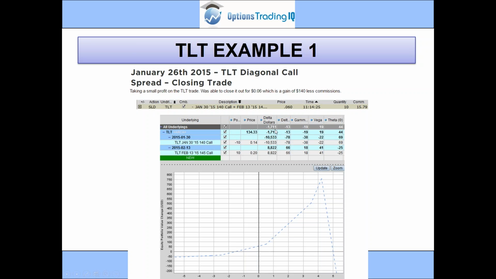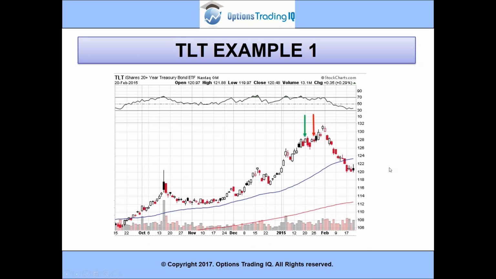So again, looking at expiry there, delta dollars has come right down. All of our Greeks have come down a lot. A couple of days before expiry, I could have potentially held it another few days in the hope that maybe TLT would rise 1 or 2% from there. But I was happy to just close it out at that point. Okay, so this was the trade entry.